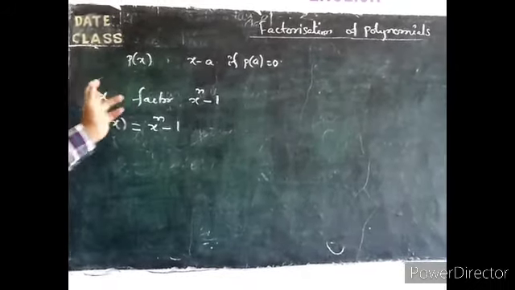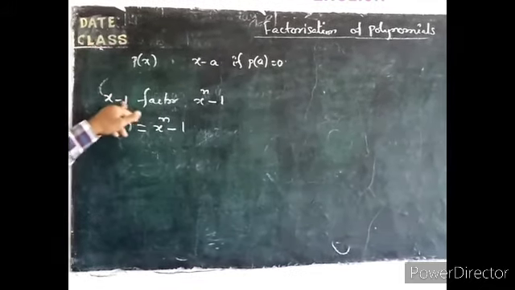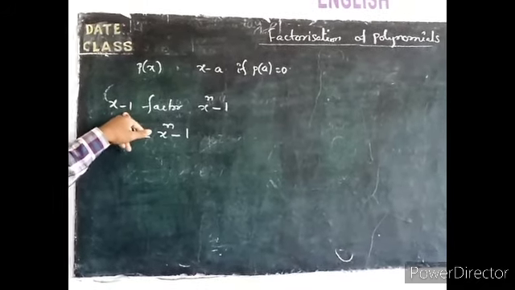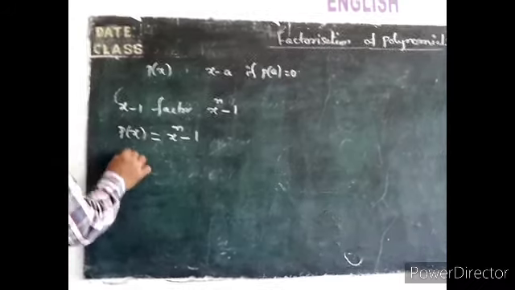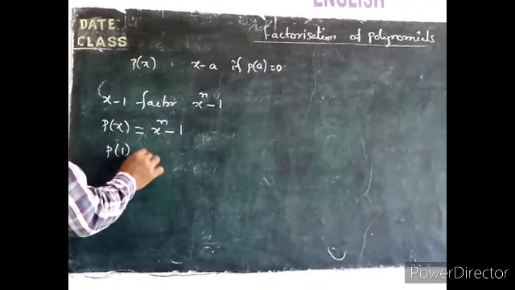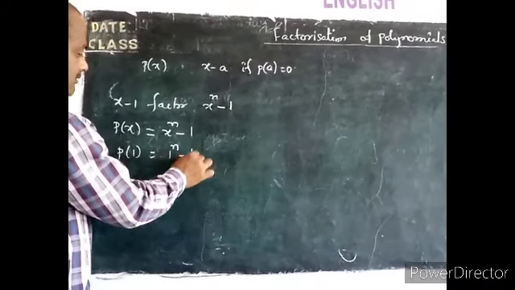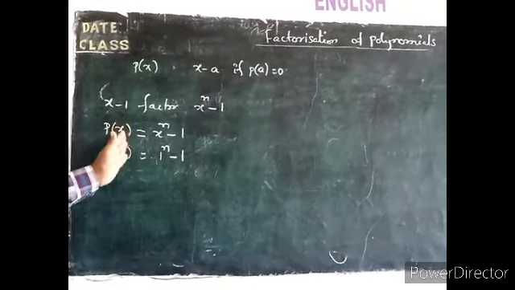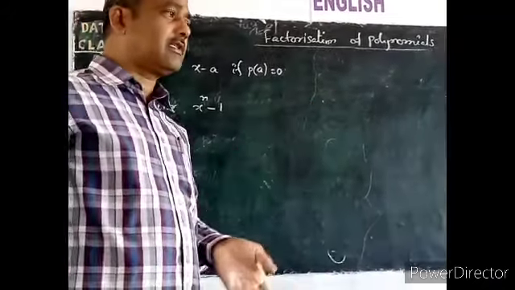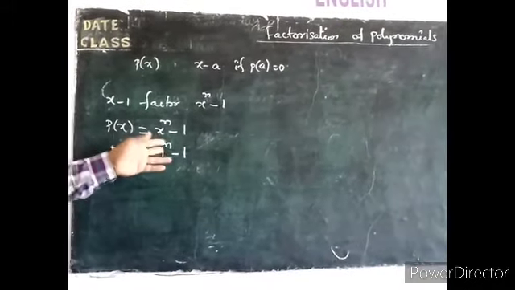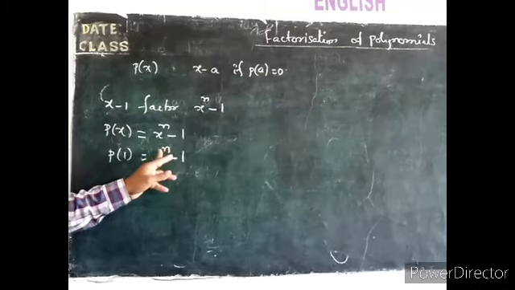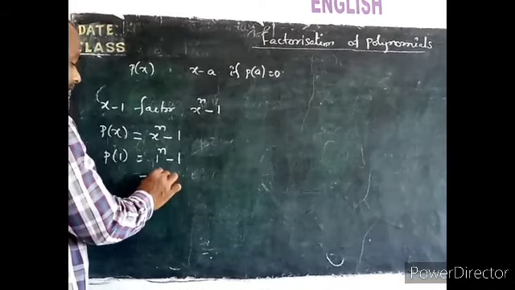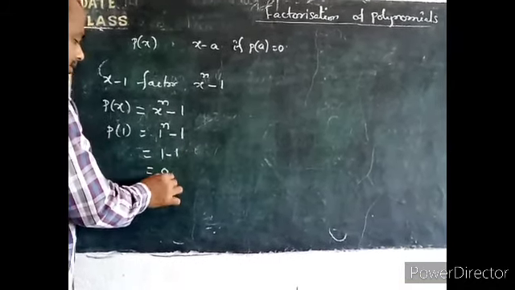x minus a is divisible if p of a is 0. In place of a, what number exists here? 1. So substitute p of 1, which is 1 power n minus 1. For any power n, 1 always becomes 1 only: 1 square is 1, 1 cube is 1, 1 power 4 is 1. So for any value of n, 1 power n becomes 1. 1 minus 1 is 0.